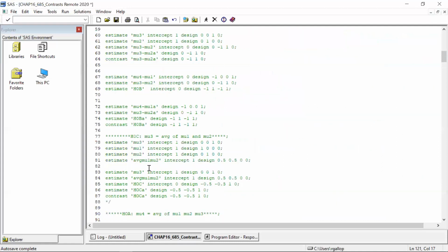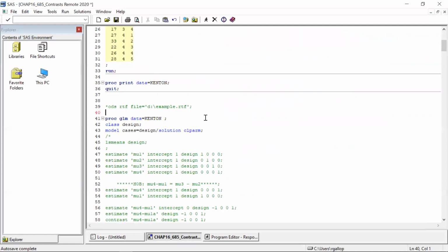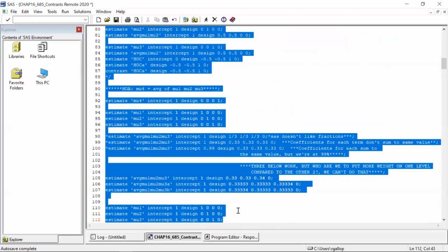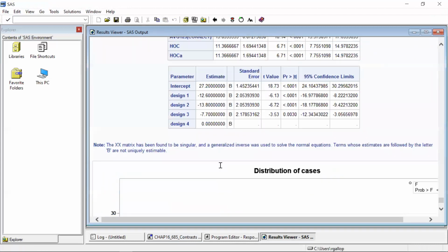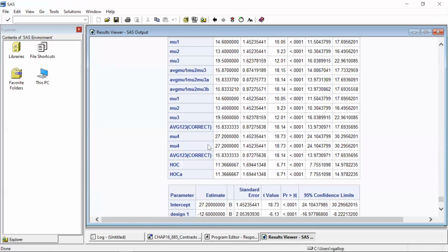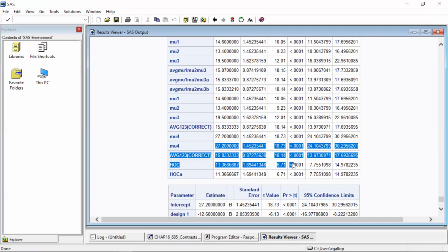Now, when I do this and run this, this will give me mu4 minus the average of mu1, mu2, and mu3. This is the on average difference and its statistical significance. So we can see design 4 has an on average 11.37 cases more sold compared to the average of the other 3 designs. And that is highly significantly different.